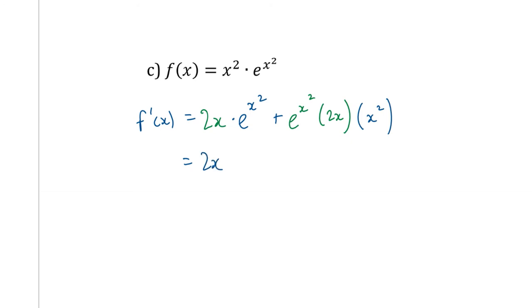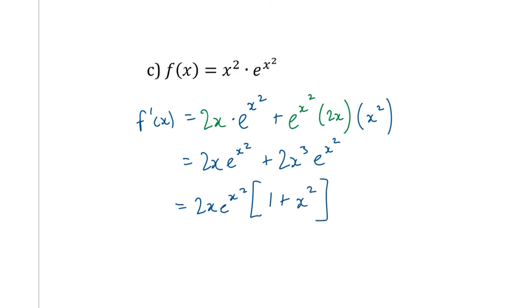Okay, so I am going to simplify this first. 2x e to the x squared plus 2x cubed e to the x squared. So I can factor out a 2x e to the x squared times 1 plus x squared. And if I was setting this equal to 0 and solving, then of course that's exactly what I would be doing, factoring it like that so that I could solve it. In fact, I've got three products because I've got 2x, e to the x squared, and then 1 plus x squared as well.